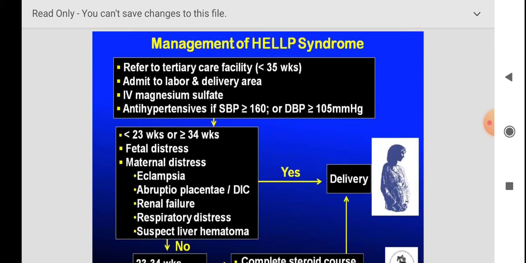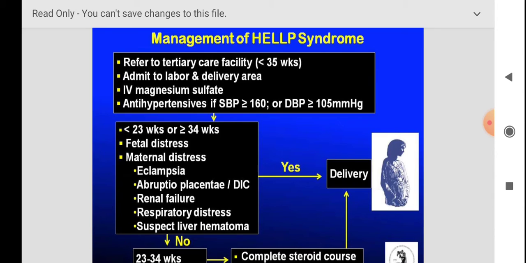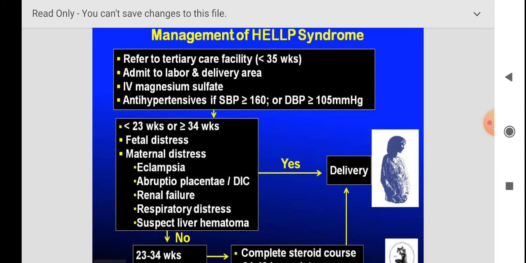How do you manage once you diagnose a case of HELLP syndrome? If she is at a care level below the tertiary level, you have to immediately consider referring her to a tertiary care center where there is a multidisciplinary approach. Admit to labor and delivery unit. Give IV magnesium sulfate because this is a severe form of preeclampsia. Antihypertensive should be started if the BP is more than or equal to 160 by 105.